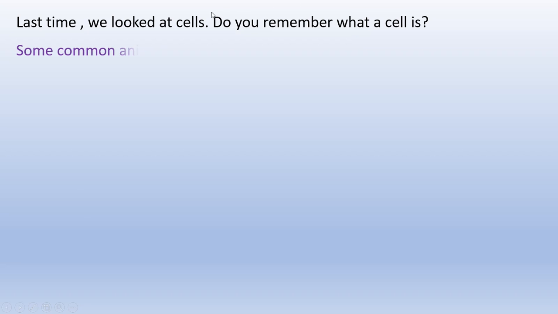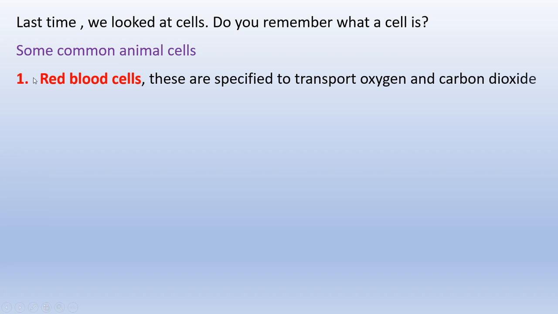Okay. Now today we want to look at some common animal cells. The first one is where you have red blood cells. Red blood cells. These are specialized to transport oxygen and carbon dioxide in the body.